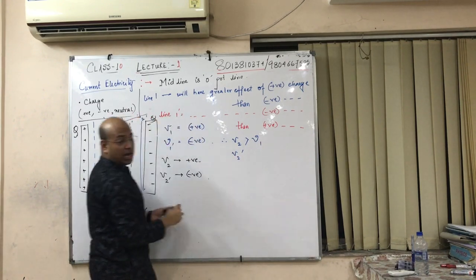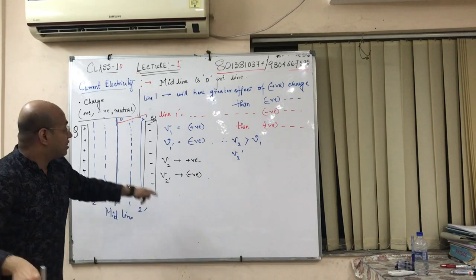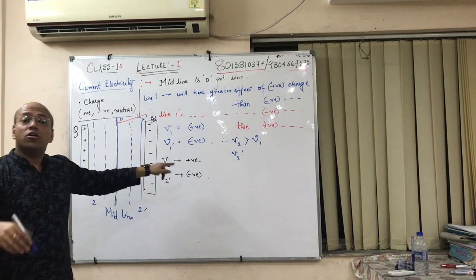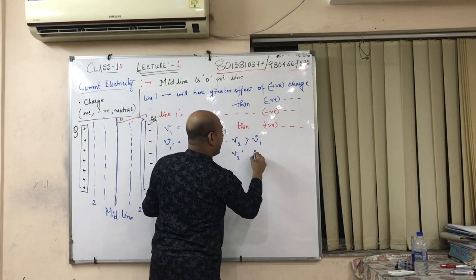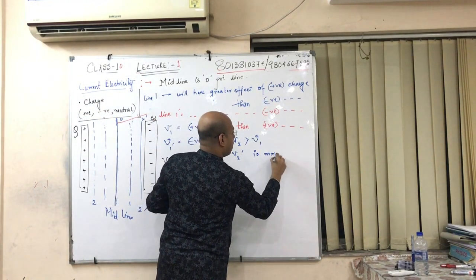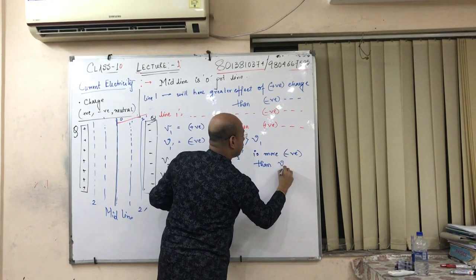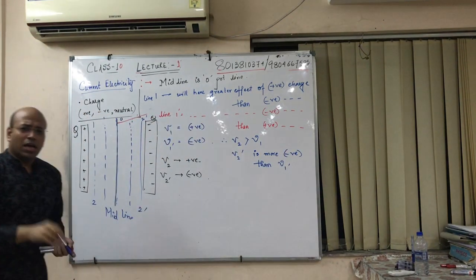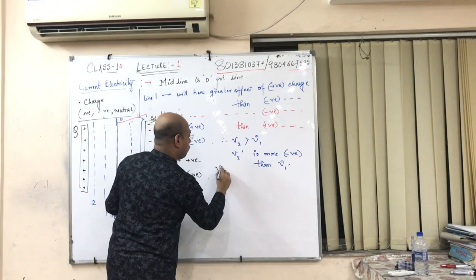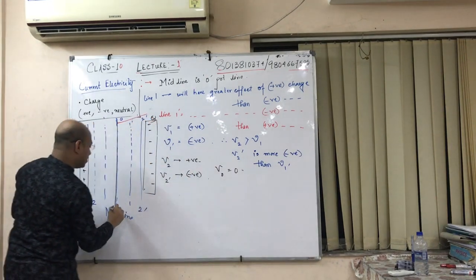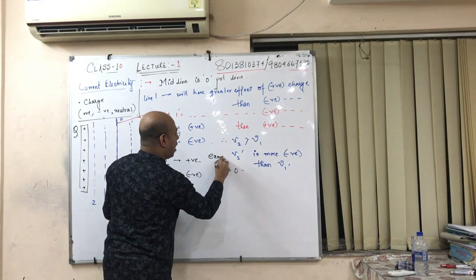Now V2 dash is more negative than V2? No, sir, V2 dash is more negative. See how I write. V2 dash is more negative than V1 dash. Sir, can you give an example? Yes, we will give an example. V0 is 0. Let's say this is a 0 line. Now, let's take an example.